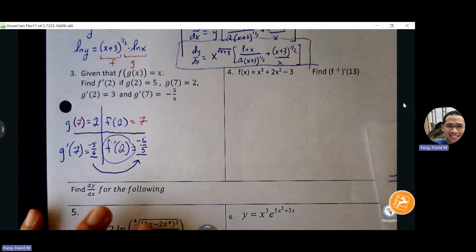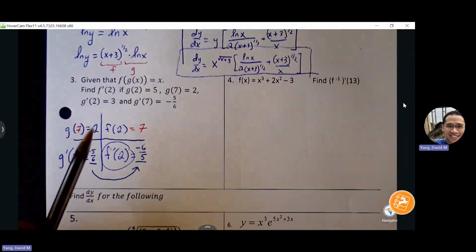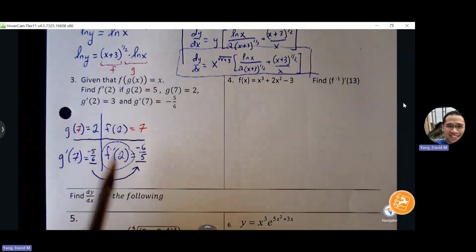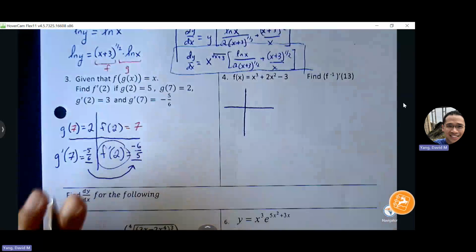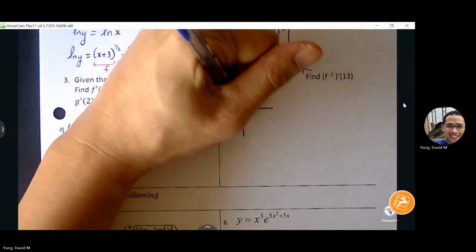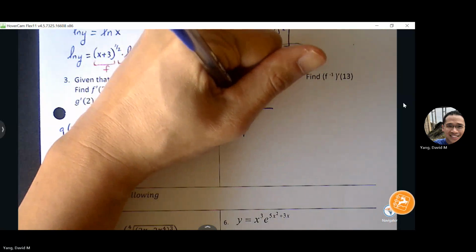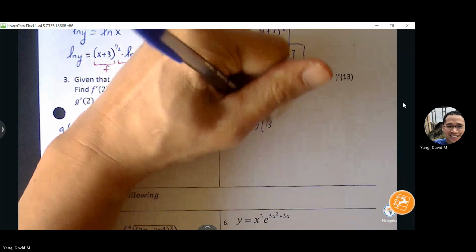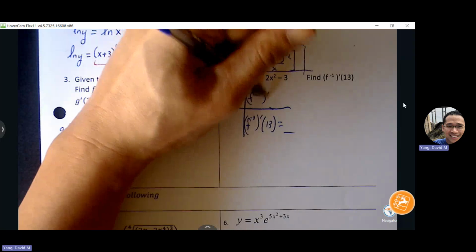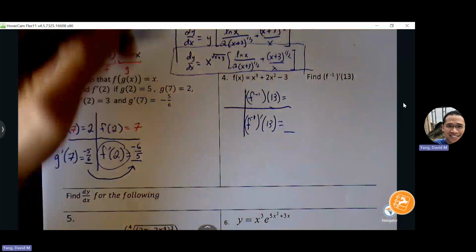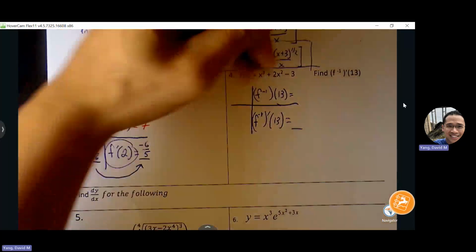Okay, so number 4 is the same idea. It's just that we may have to do a little bit more work for this portion because it's not given to us. All right. So here I'm trying to find the derivative of my inverse at 13. I know 13 is the x value of my inverse, which means that 13 is the y value of my f function.